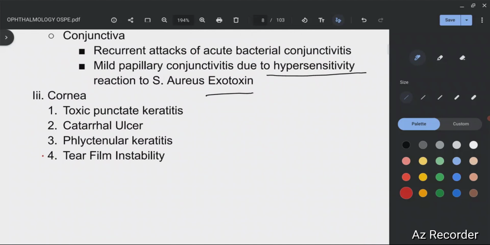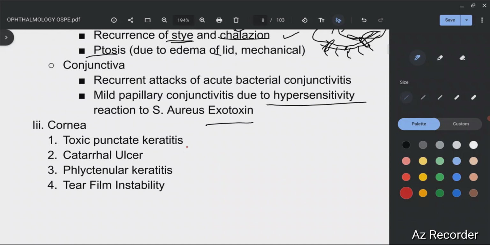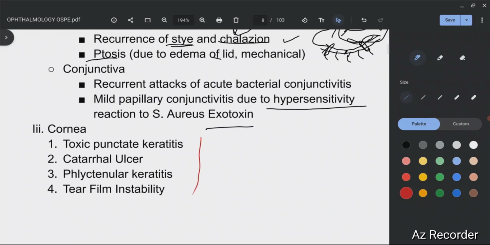And obviously you have tear film instability. Phlyctenular keratitis is also there. I'll be explaining all of these terms to you when we reach the cornea.